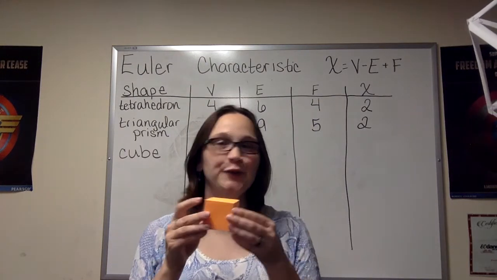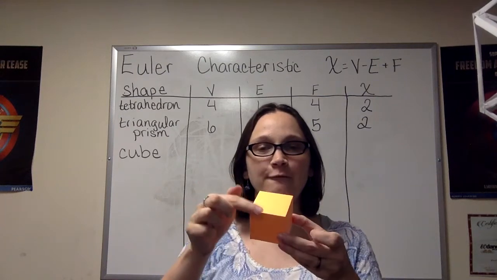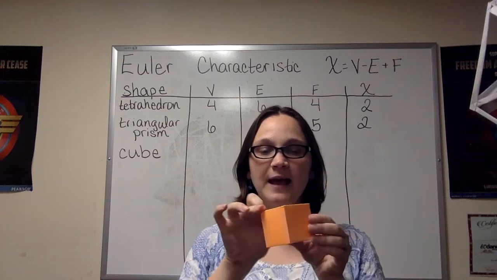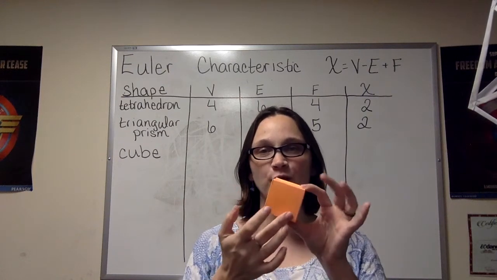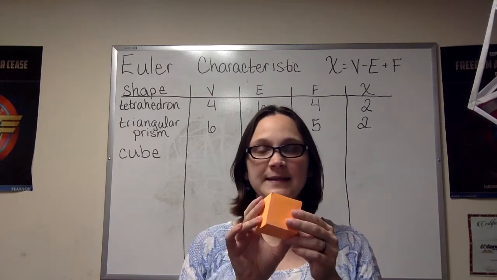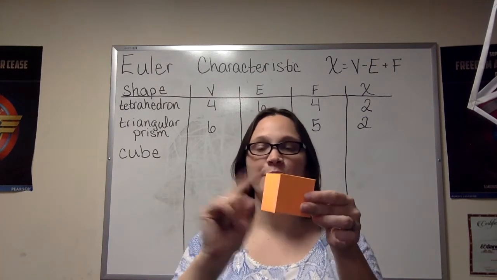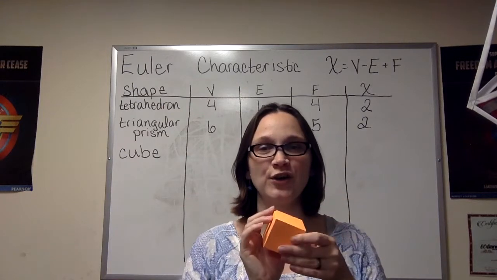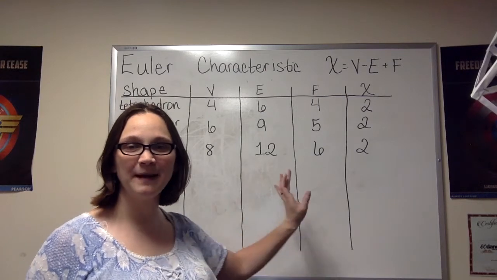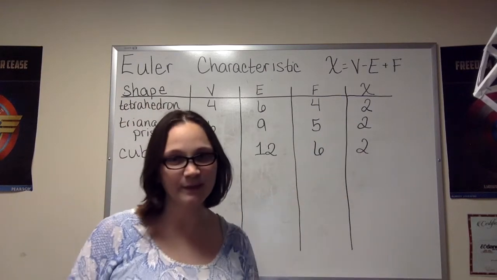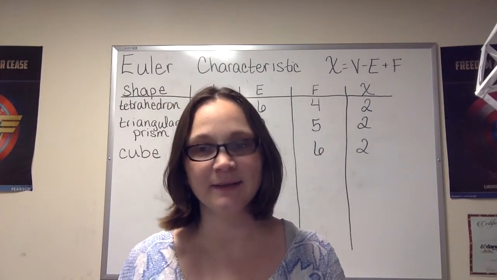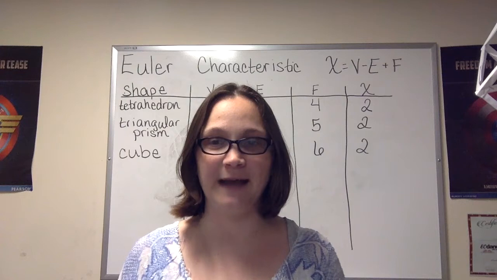Next up, let's look at the cube. The cube has a total of 4 vertices along the top and 4 along the bottom for 8 vertices. For edges, we have 4 along the top, 4 along the bottom, and 4 down the sides. That gives me a total of 12 edges. For faces, I have 1 on the top, 1 on the bottom, and 4 along the sides for a total of 6 faces. And we can see 8 minus 12 plus 6 is once again equal to 2. So this pattern is starting to look a little bit suspicious. Let's do a couple more shapes just to verify.